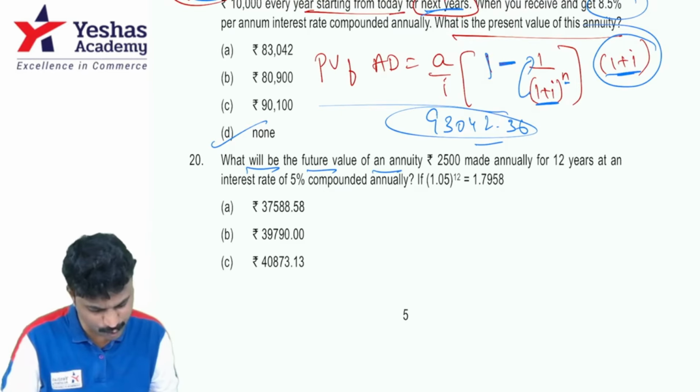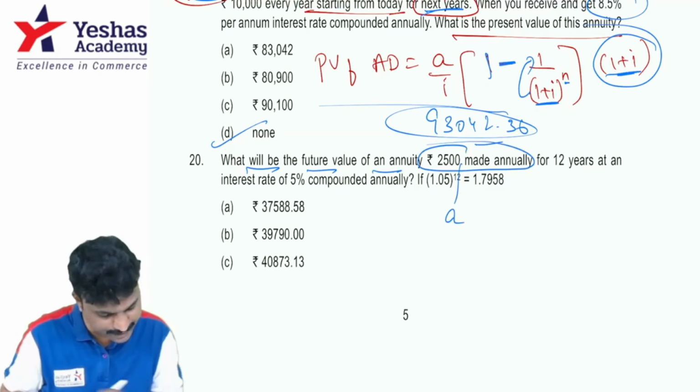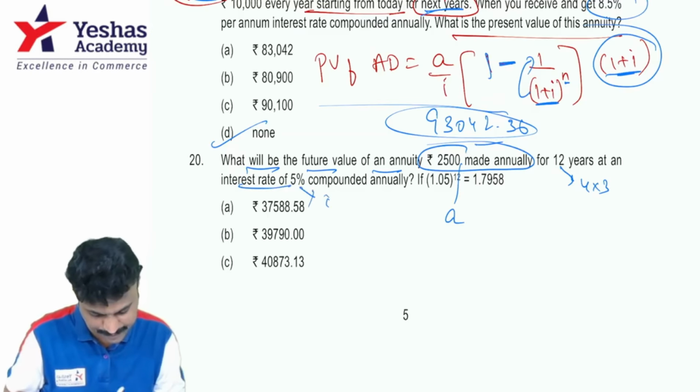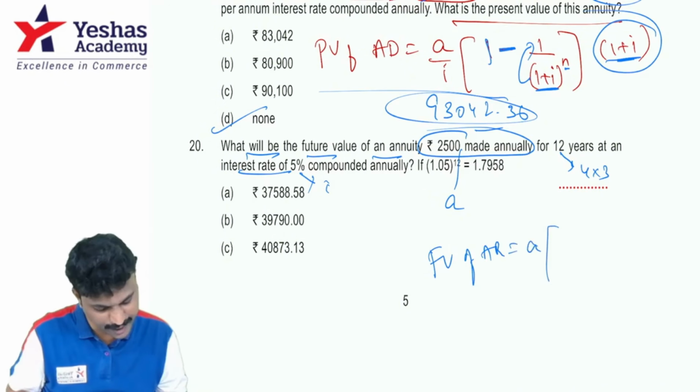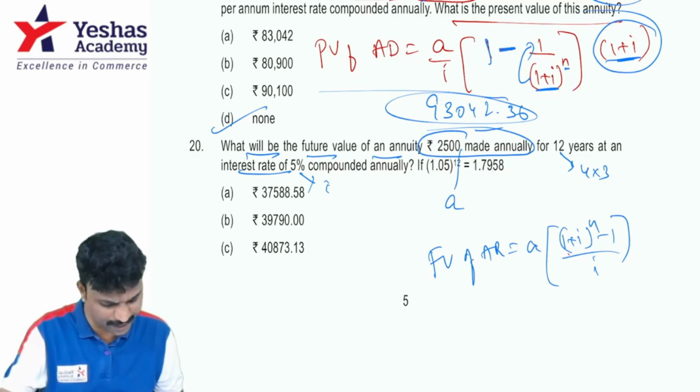What will be the future value of the annuity of 2,500 made annually? So annuity is 2,500 for 12 years. I can split 12 as 4 into 3 at an interest of 5%. So I is given. So we need to find what? Future value. Regular or due, if not specified, definitely future value of annuity regular only. A into 1 plus I whole power n minus 1 divided by I.